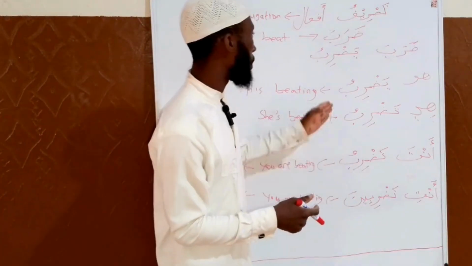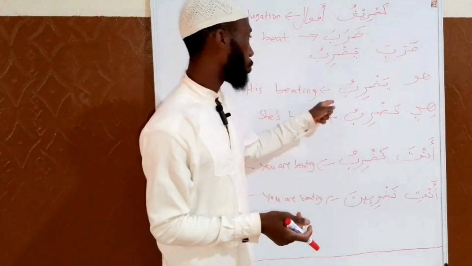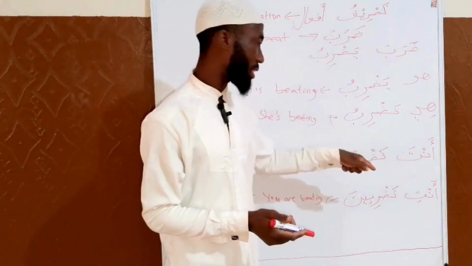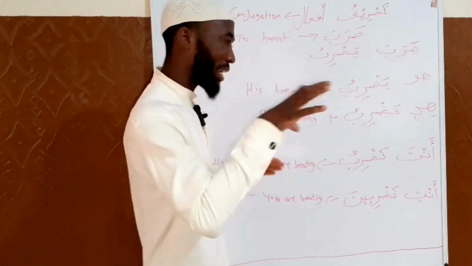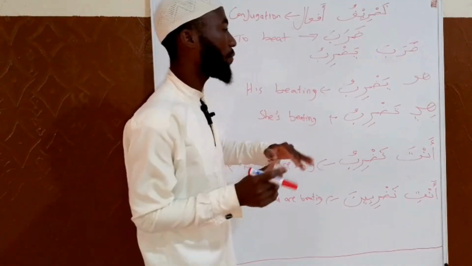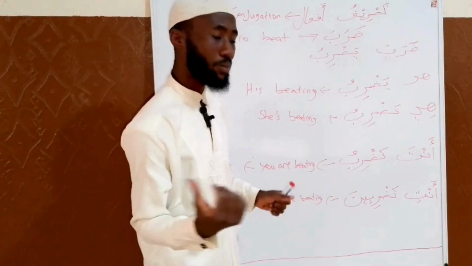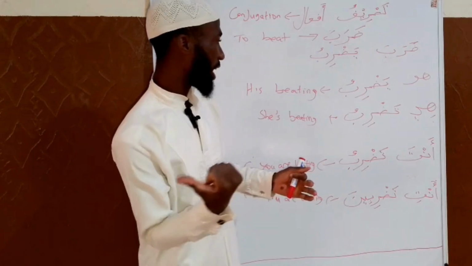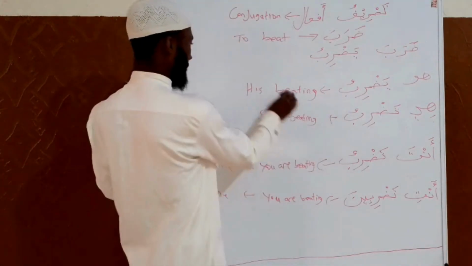From the verb. Because it is from daraba, which is the past tense, then it transforms to yadrib, which is the present tense, and this yadrib is referring to the masculine, and for the feminine it's going to be tadribu. That is, she's beating.